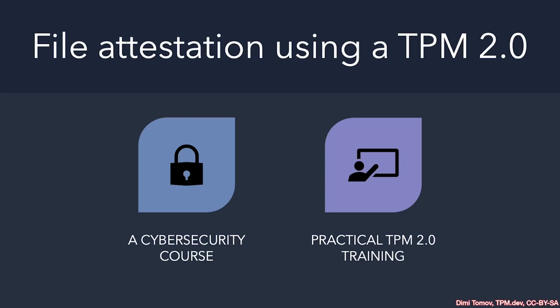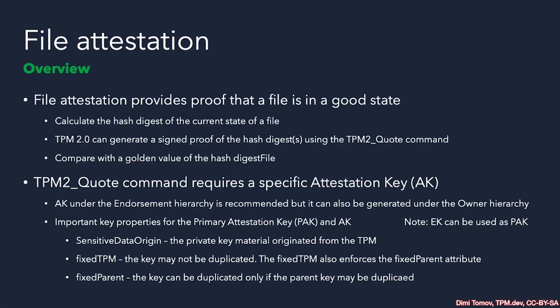Welcome to this OST2 lecture about file attestation using a TPM 2.0. File attestation is the process of providing evidence that a file is in a known state. And when we say known state, this typically refers to a good state, the state that we want the file to be in. The file could be a configuration for the software that your system is running.